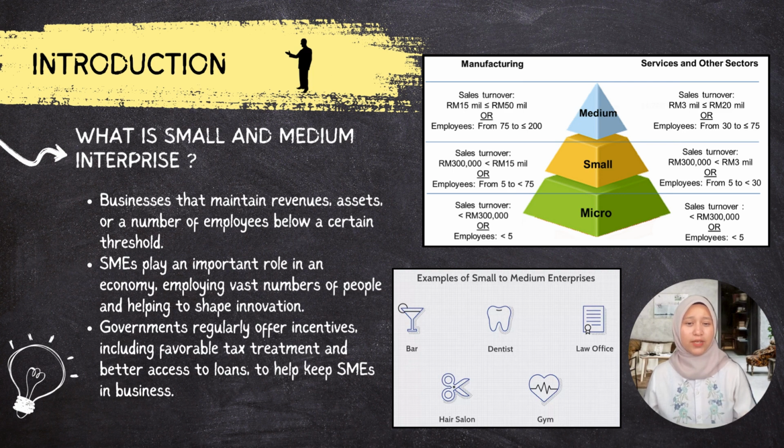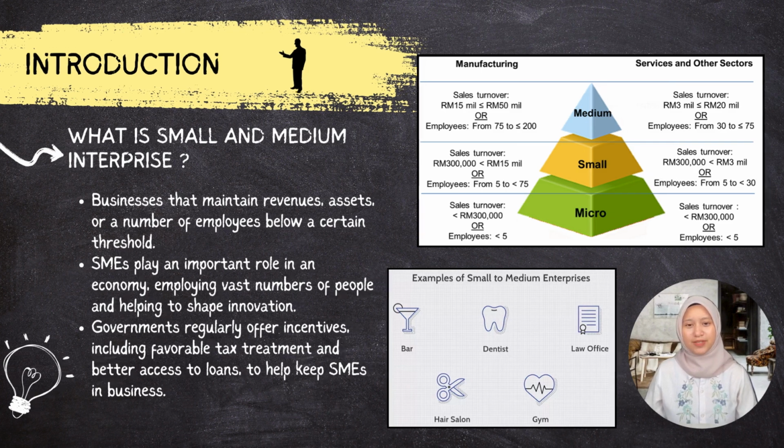The second one is small enterprise. This enterprise provides essential services at a regional or local level. And lastly, micro enterprise. These are the smallest service providers, often run by individuals or small teams. Examples of small to medium enterprises are bars, dentists, law offices, hair salons, and gyms.